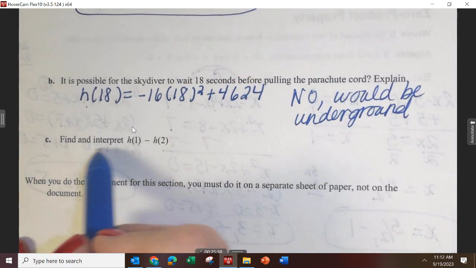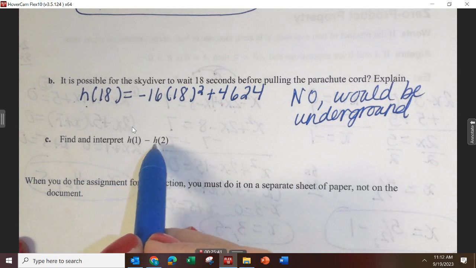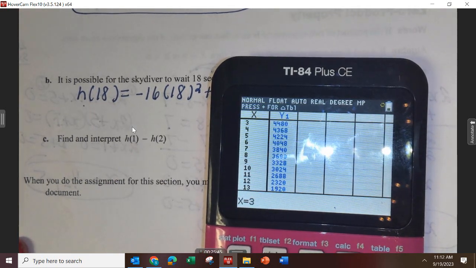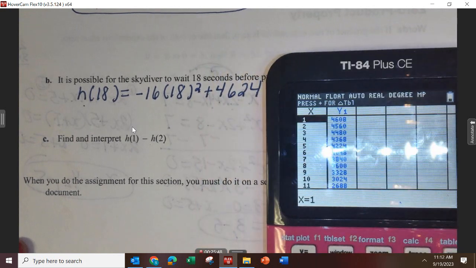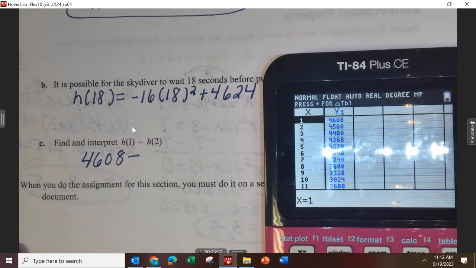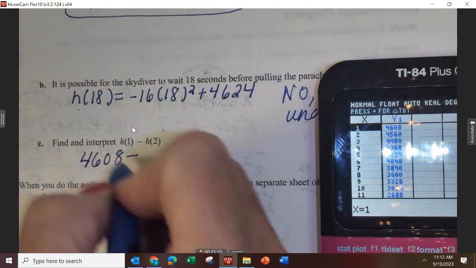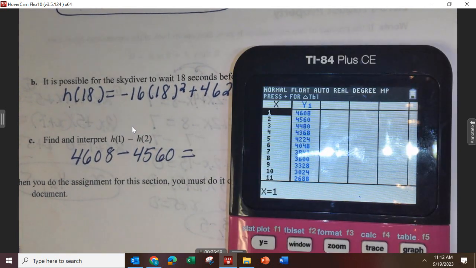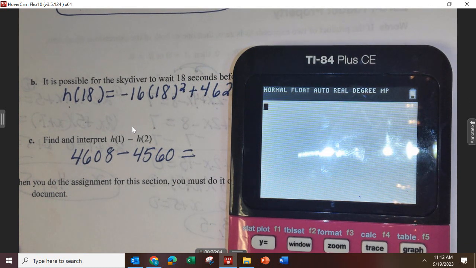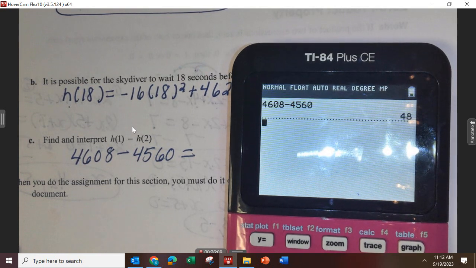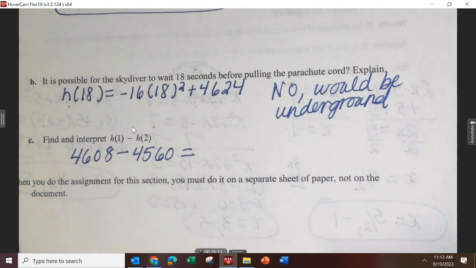Okay. Find and interpret h of 1 minus h of 2. Well, I can look at my table, right? H of 1 is 4608 minus h of 2 is 4560. You guys see where I'm getting that? The height at time 1 and the height at 2. Go to your home screen. 4608 minus 4560 is 48.